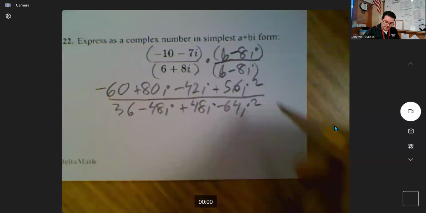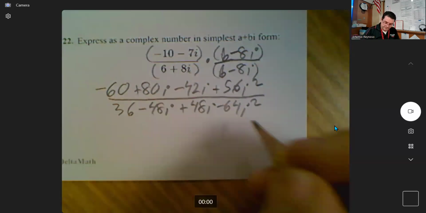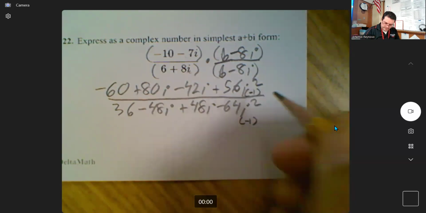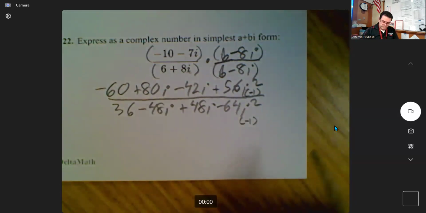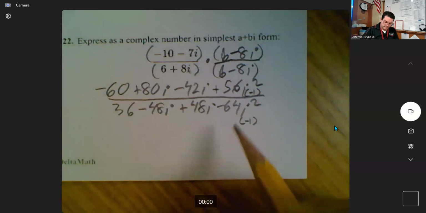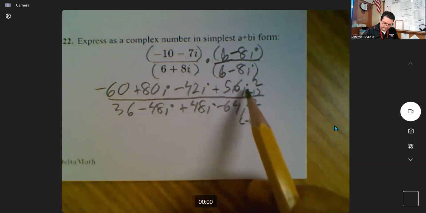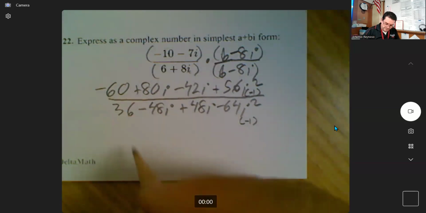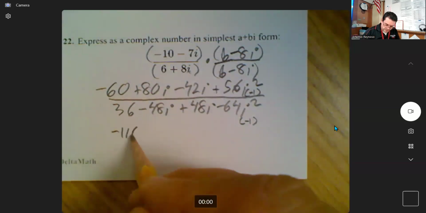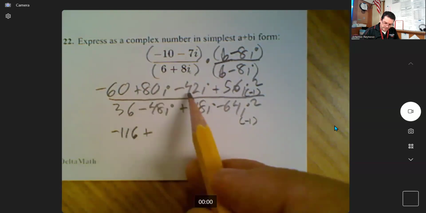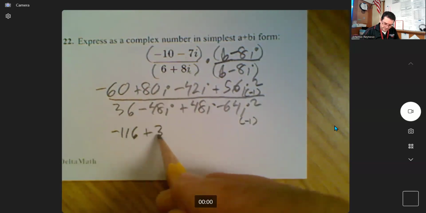So we will write i squared as negative 1. Okay, so here substitution negative 1, negative 1. Okay, I will do it mentally. So I will get my real numbers first. Negative 56 minus 60, that's negative 116, plus 80 minus 42, that's 38 i's.